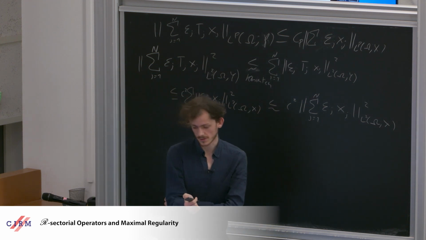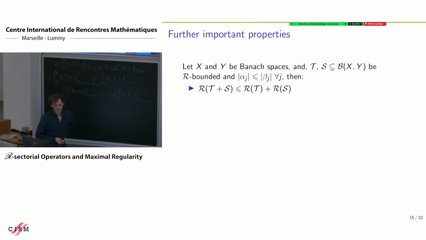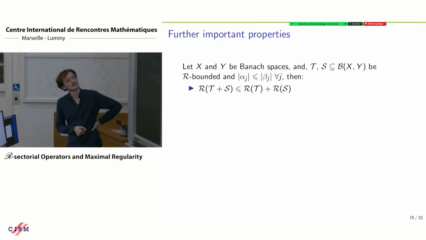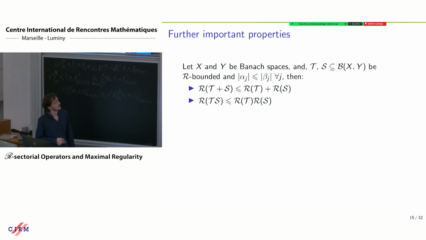And then if you take the case x and y an LQ space, then R-bounded is equivalent to this estimate holding. And this is also an application of Hennenfent inequality. There were a lot of applications of Hennenfent inequality. Then some more important properties is that the sum of 2 families is also R-bounded. This just follows from applying the triangular inequality. And the product is also R-bounded. And this follows from applying R-boundedness twice.